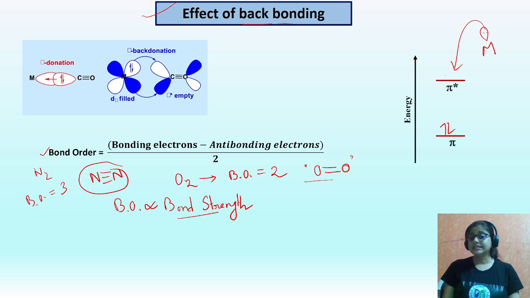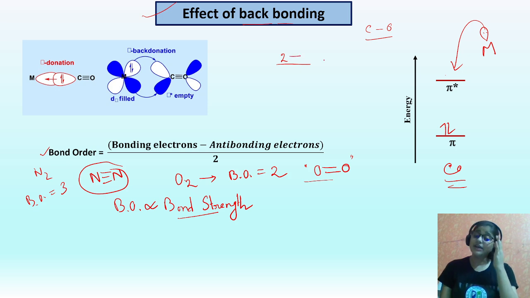Because pi star means it is an antibonding orbital, right? And the metal is donating to the antibonding orbital of the carbonyl. This is carbonyl, right? So what will happen to the CO bond? How is it affected? As it is donating electrons to the pi star, the bonding electrons stay the same, right? Let's say 2 is here, and previously, before donation, 2 minus 0 by 2, let's say it was 1. We are just thinking that way. Assume that after donation from the metal, what will happen?